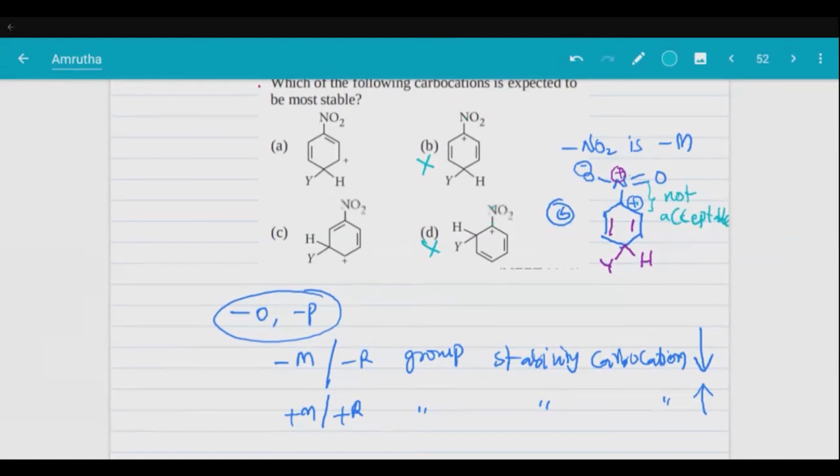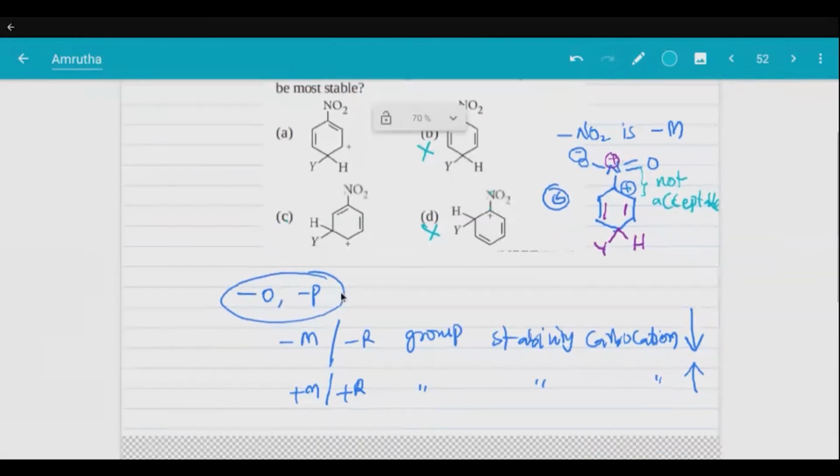Understood? Why are we neglecting this? Because the carbon adjacent to nitrogen has a positive charge, no? Positive charges on two adjacent atoms are not possible. Now A and C, this is least stable because I already said, ortho para.